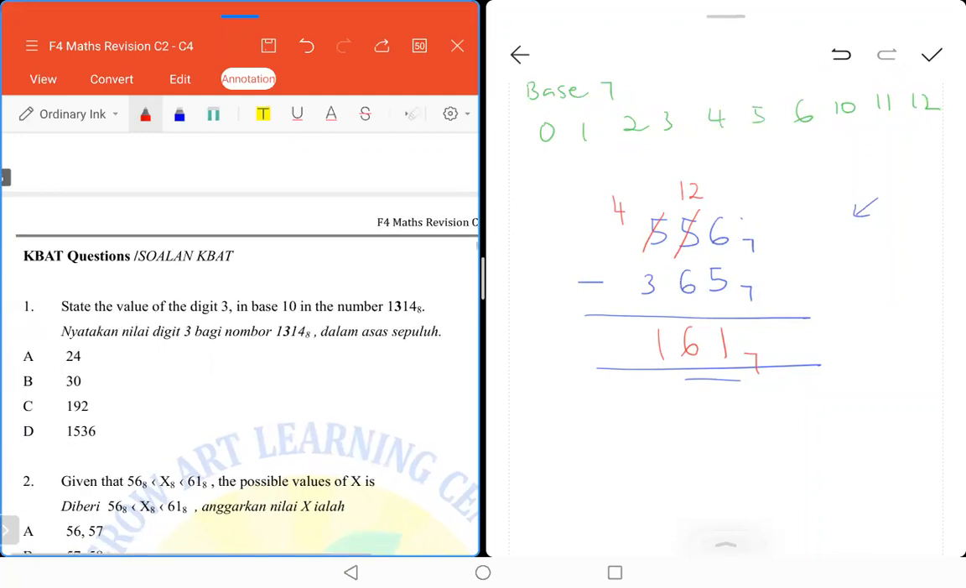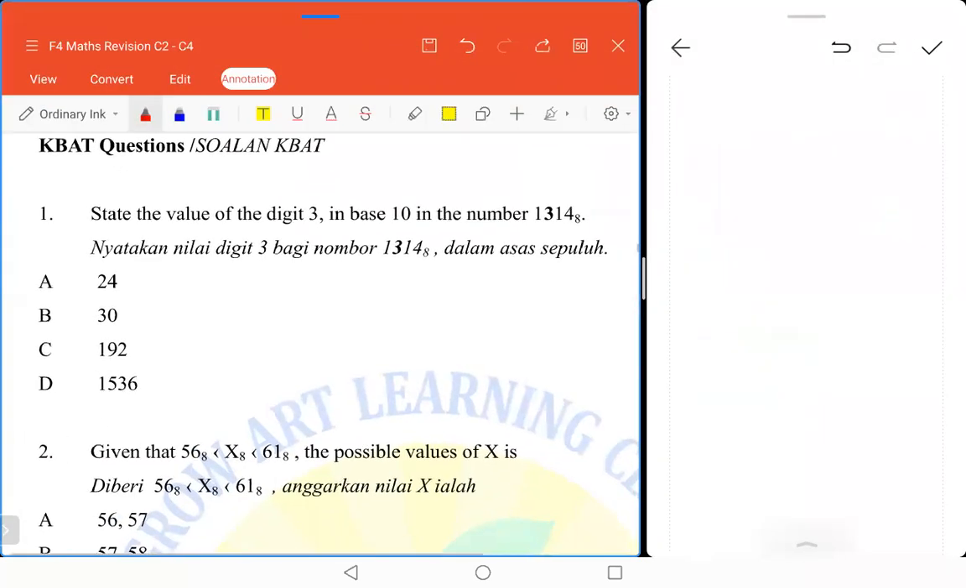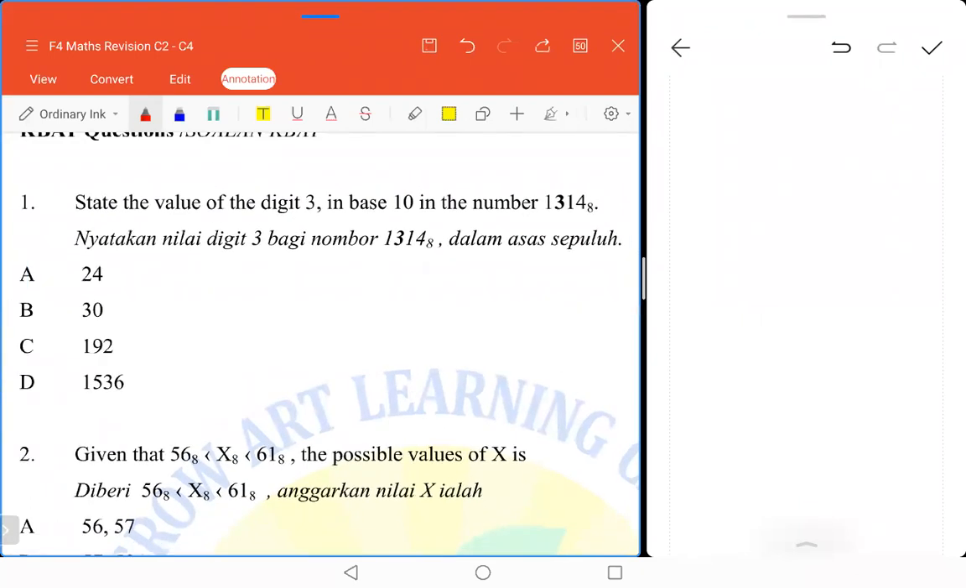State the value of the digit 3 in base 10 in the number 1314 base 8. Make it bigger. State the value. Must understand what is the request from the questions. Value of the digit 3. Only digit 3, not asking you to change everything to base 10. It's only the digit 3.